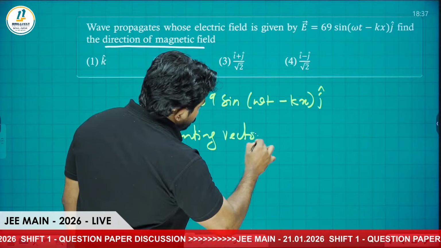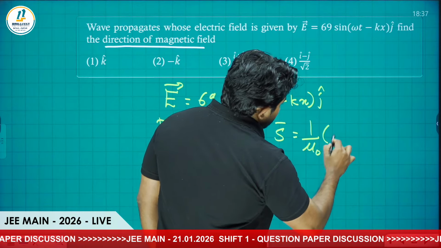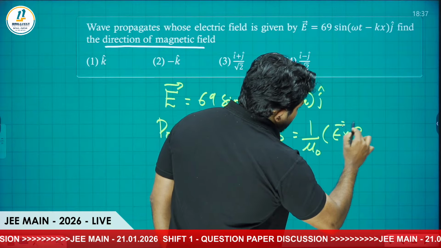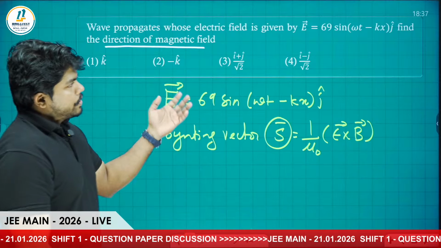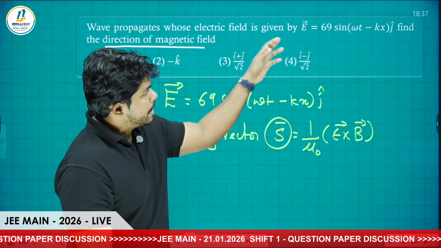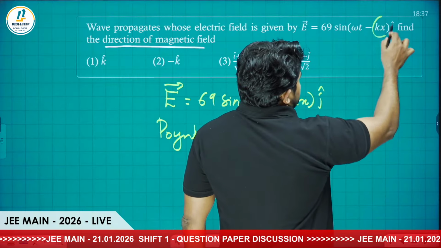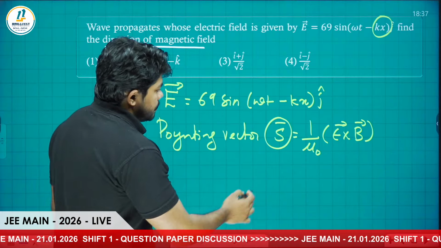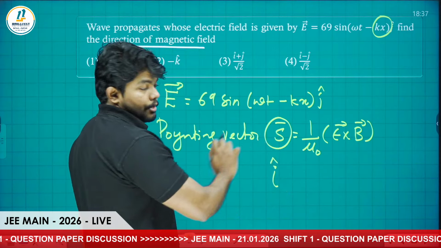And we know the idea of the Poynting vector, S is equal to 1 by mu 0 E cross B, right? S should be representing the direction of motion of the wave traveling, and that is given as the positive x-axis. So obviously this S should be in the positive x direction.